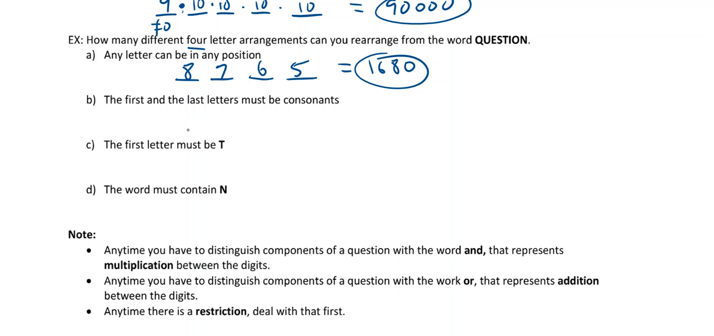All right, the first and the last letters must be consonants. All right, so again, let's make our 4 letters. Now it says the first and the last one must be consonants. Well, I got to figure out how many of those I have. So I only have, well, Q, S, T, and N, right? Those are my only consonants. Okay, so there's 4 to choose from. So let's look at that first spot. I could put any of those 4 in the first spot. And it says the last letter must also be 1.